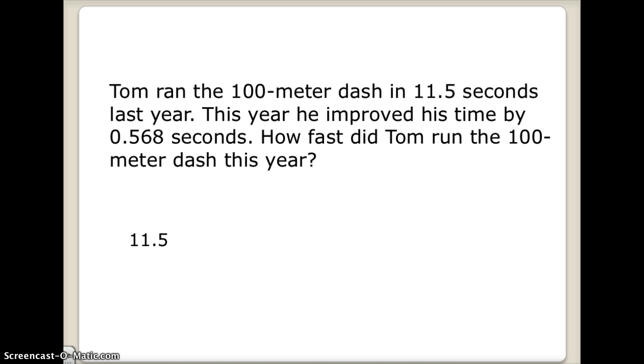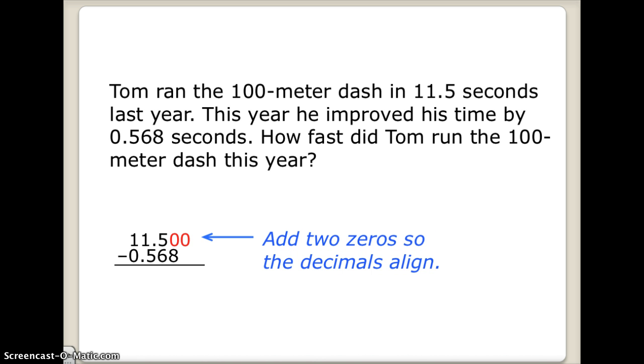Tom ran the 100-meter dash in 11.5 seconds last year. This year he improved his time by 568 thousandths of a second. How fast did Tom run the 100-meter dash this year? Keep in mind, when you're talking about a running time, improving means that time should actually decrease. So this means we have to subtract these two decimals.